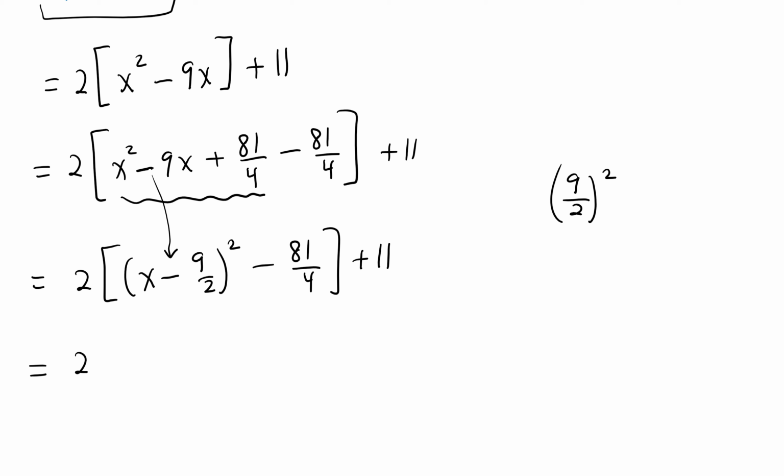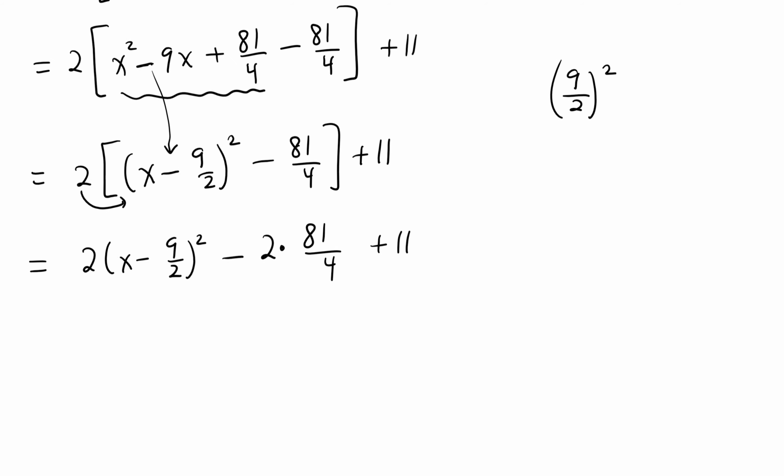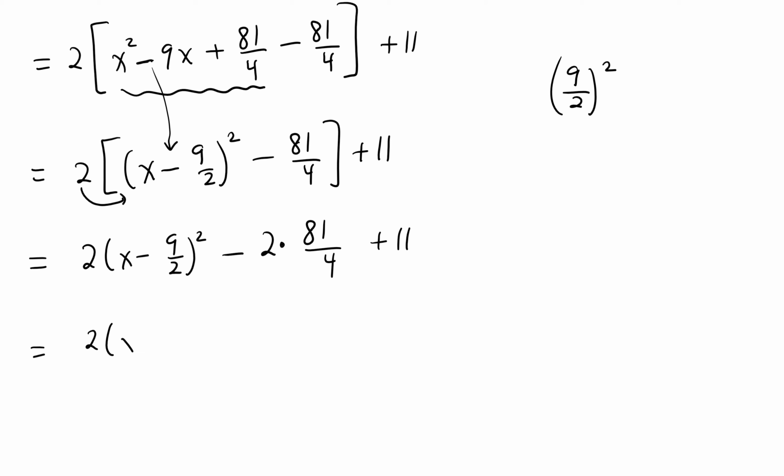So then what? The next step is to distribute the 2. 2 times all of this, squared, minus 2 times 81 over 4, plus 11. So let's keep this the same. And 2 by 4 gives 2, so it's 81 over 2 plus 11.